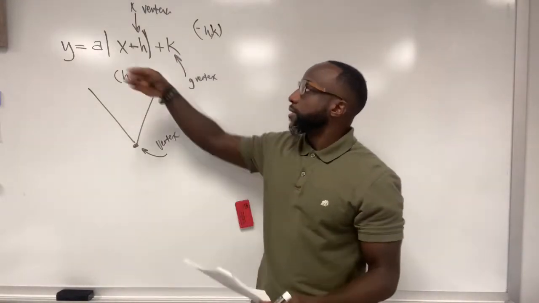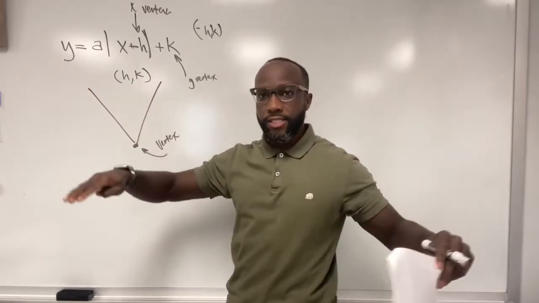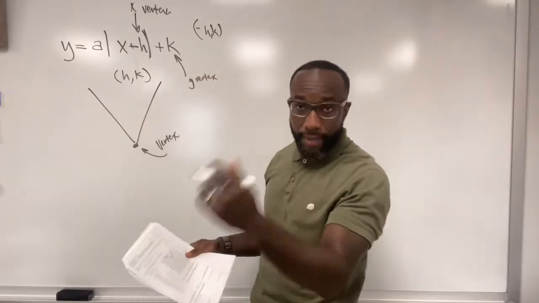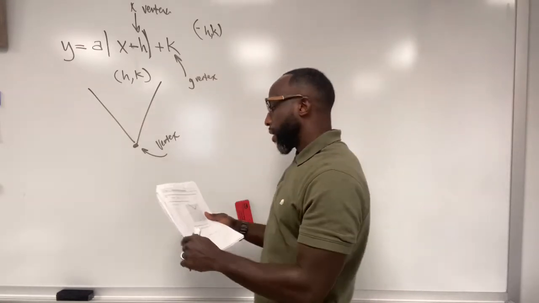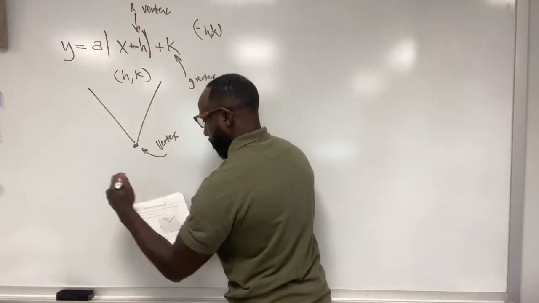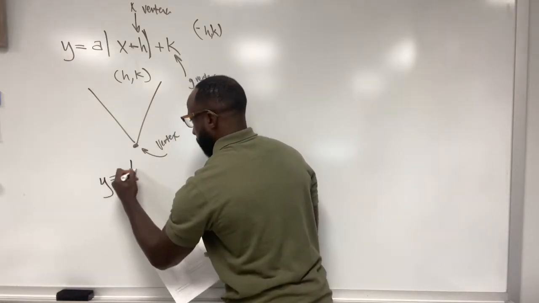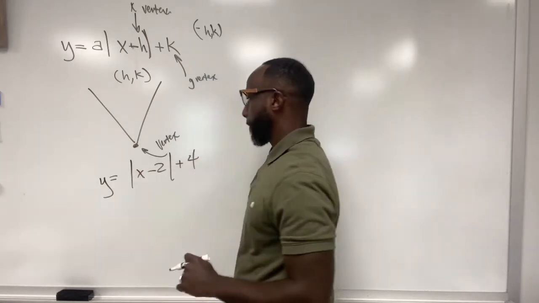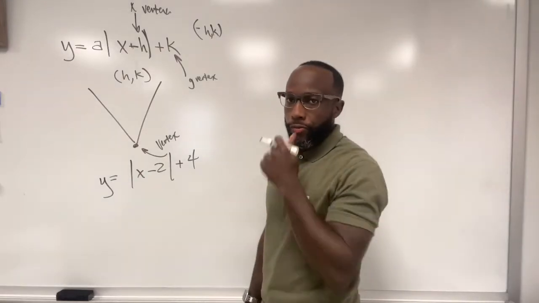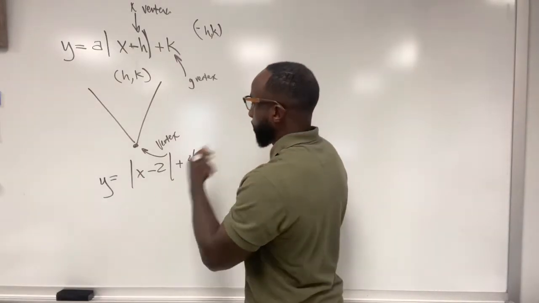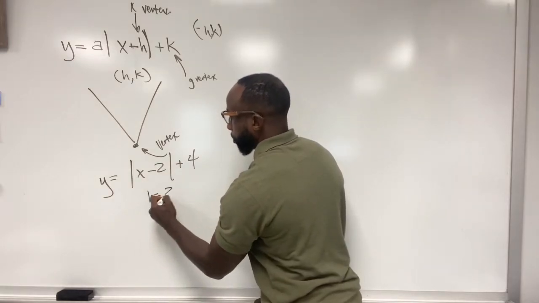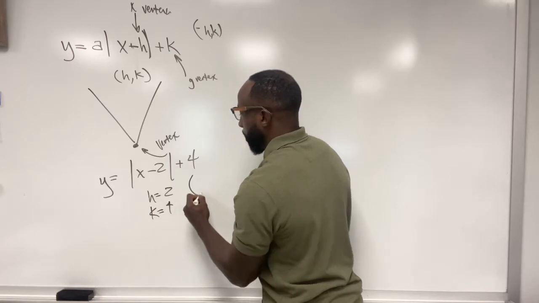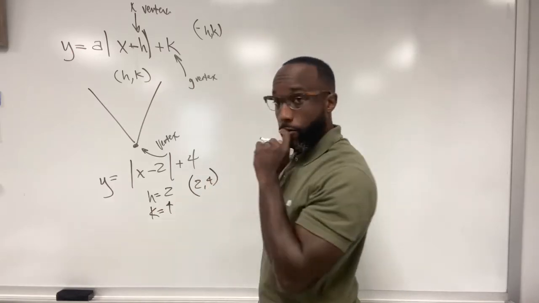Now, the easiest way to graph any function is to make a table. The table takes care of itself: make a table, connect the dots. Now, let's look at this function, y equals the absolute value of x minus 2, plus 4. Going by what I just told you, h would be the 2 because it's negative in here, and the k would be the positive 4. Therefore, the vertex is going to be (2, 4).